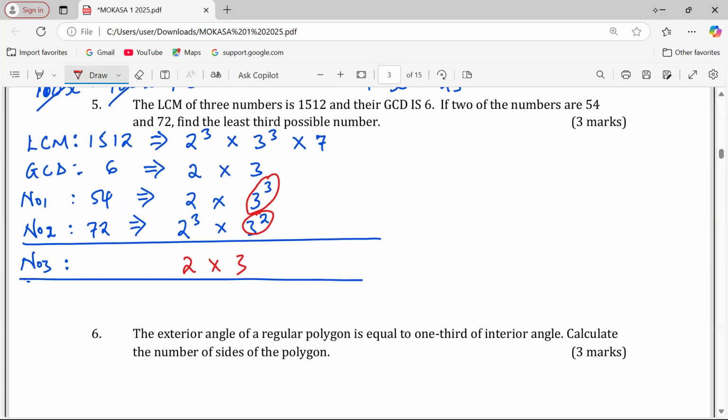Then multiplied by, now the numbers which have been provided, they must also provide a factor 7. You can see the first two are not having 7, so the third one should contain 7. So that means the least possible number will be 2 times 3 times 7, which is 6 times 7, giving us 42.